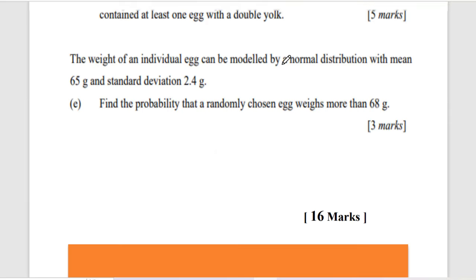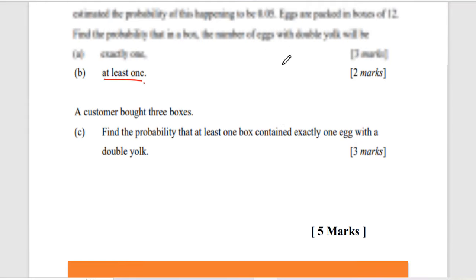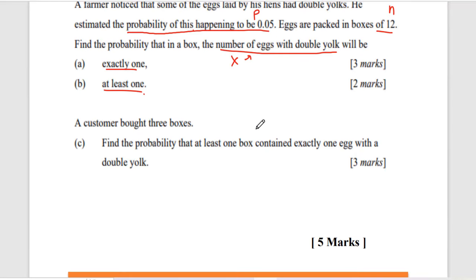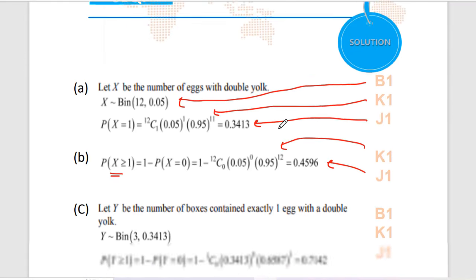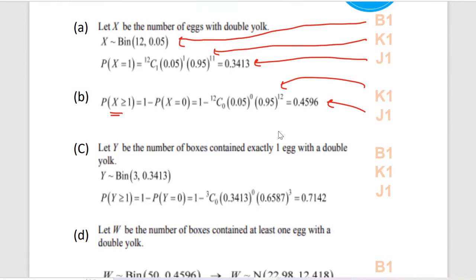Okay, kemudian kita tengok soalan part C. Dia bagi a customer bought 3 boxes. Find the probability that at least one box contain exactly one egg with a double yolk. So, untuk soalan C ni kita kena define yang baru. So, kita define sebagai Y lah. Y adalah number of box contain exactly one egg with a double yolk.